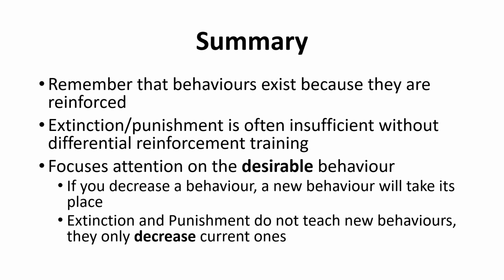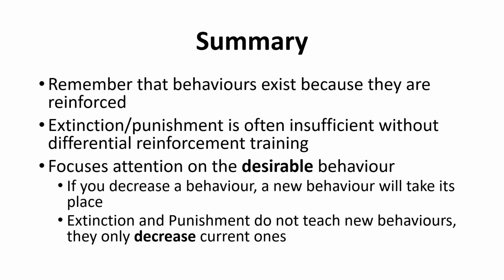Extinction and or punishment on their own is often insufficient unless we have some kind of differential reinforcement training. There should be the encouragement to do something else. Extinction or punishment alone isn't going to cut it in most scenarios. And so our differential reinforcement focuses on the desirable behavior. What is it that we want them to be doing instead? We can have a specific alternative behavior, or we might have the idea of anything else, but we do have something that we want them to be doing instead.